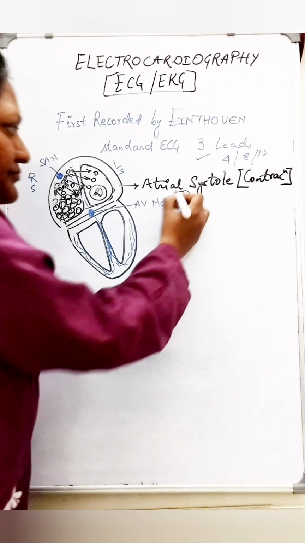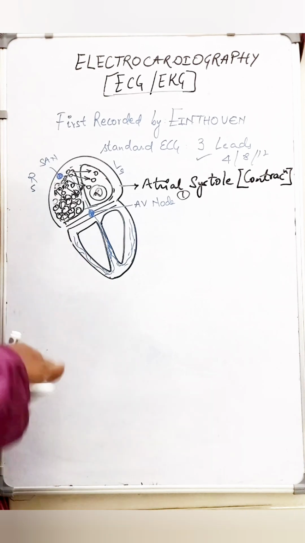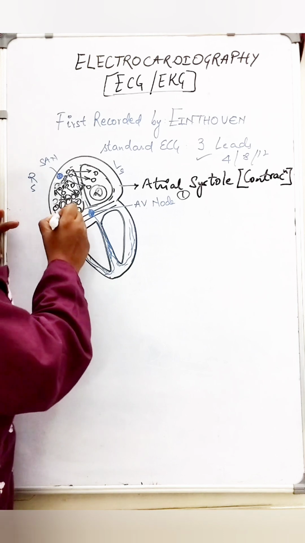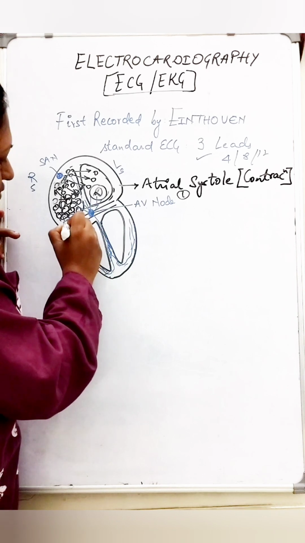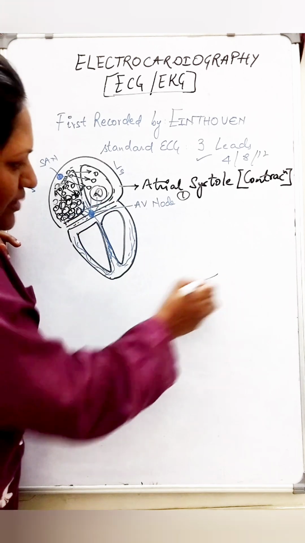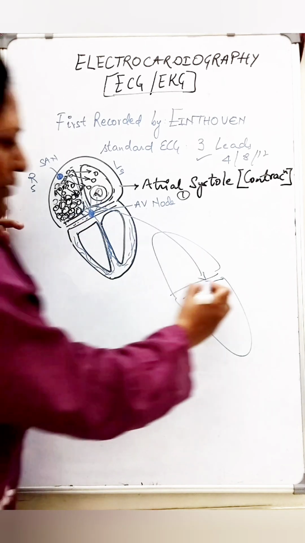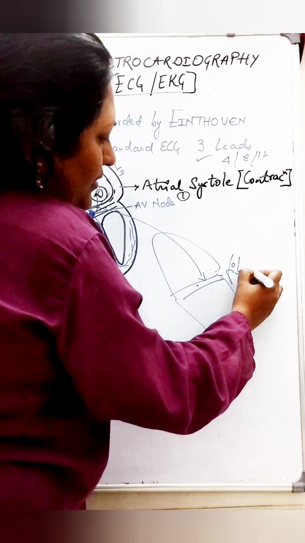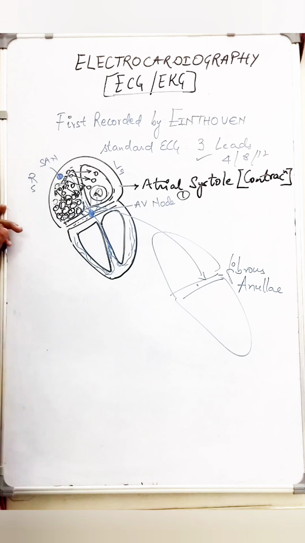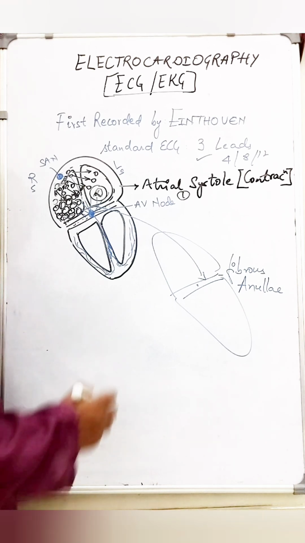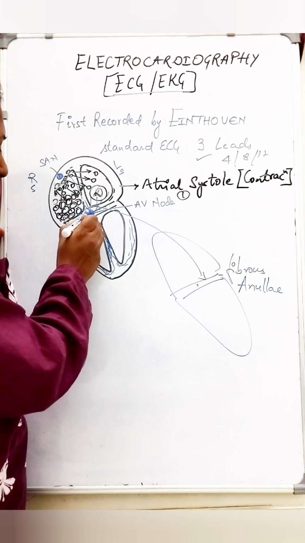Step number 1. Step number 2 is all the depolarized waves will be getting collected into the AV node. And this dotted area, for example, the heart is having the septum in between this. This septum is named as fibrous annulae. It is made up of fibrous annulae. So what is going to happen, all the depolarized signals are going to be collected here.